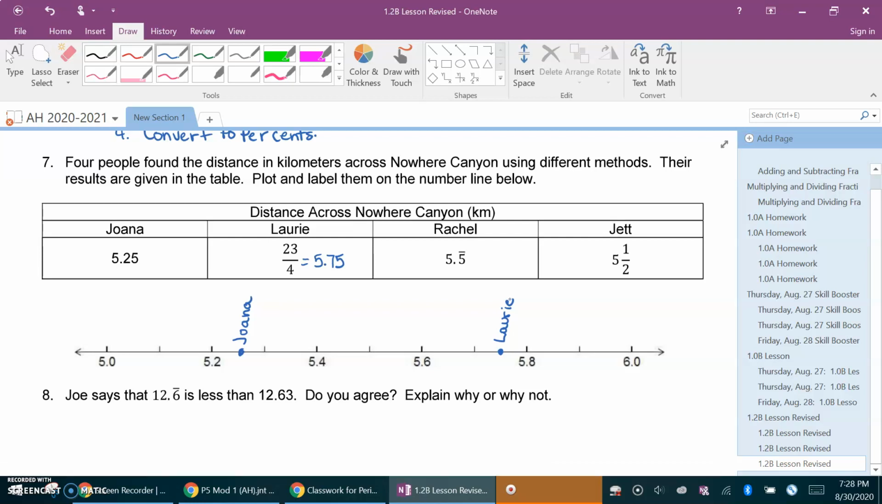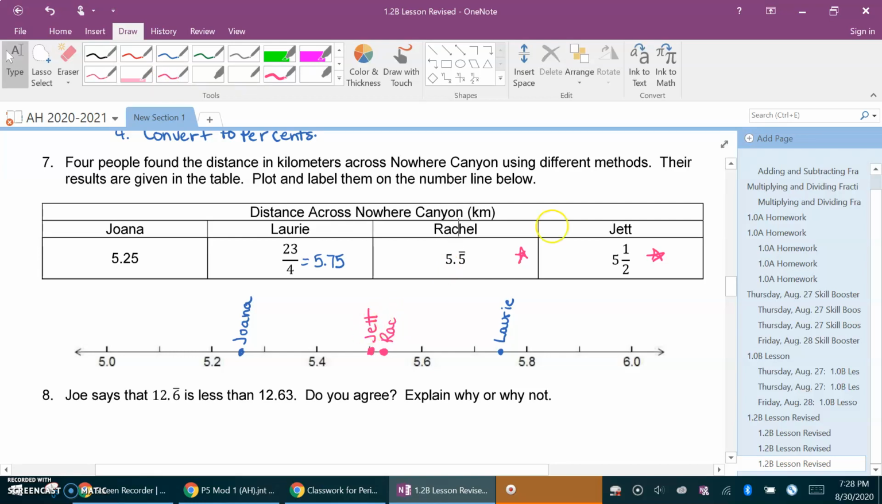When we're looking at 5.5 repeating versus 5.5, these two are really important. So I'm going to put little stars by them and change the color. So looking at Jet, we have 5.5. So we're going to come in, we're going to put this point here, and we're going to write Jet's name. The question is, where does the 5.5 repeating go? And so the 5.5 repeating is bigger than Jet's. So we're going to go ahead and put a point to the right. And then we're going to go ahead and put Rachel.